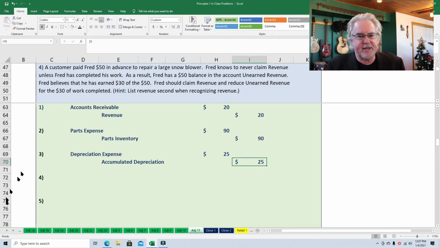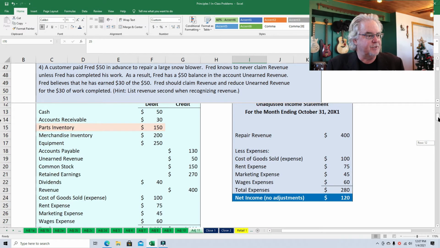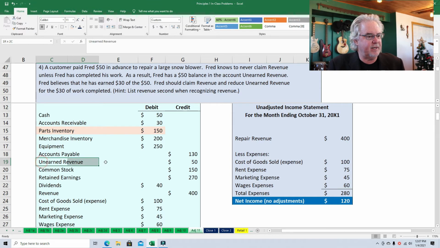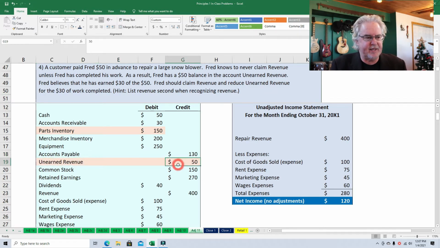So let's go up and look at the accounts just to see if that $50 is up there in those accounts. So there it is. I'll highlight it here in pink. All right. So unearned revenue is sitting there at $50 as a credit. It's a liability. All right. It's listed right after accounts payable in this case. So what this means is that $50 means that Fred owes his customer some work. It's a liability. It's an obligation. So let's go down and see what's going on here. I'm sorry, we got it right up here.